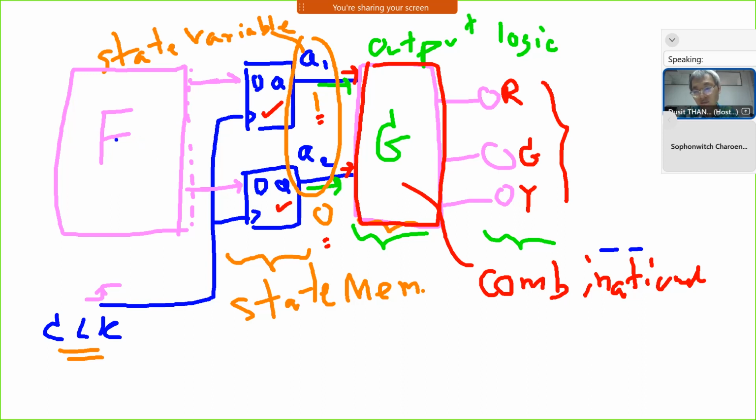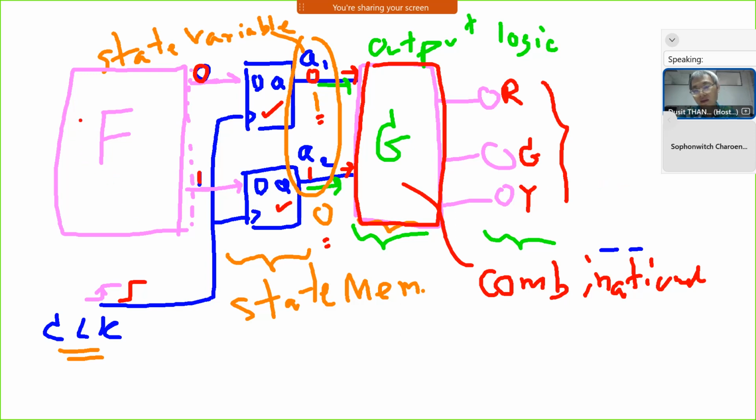If F generates 0, 1, that means when the clock ticks, the flip-flop will read data 0, 1, right? And then update to Q1, Q2, which then become 0, 1. Okay? And circuit G will convert or interpret the meaning of 0, 1 to the output, maybe green or yellow, something like that.